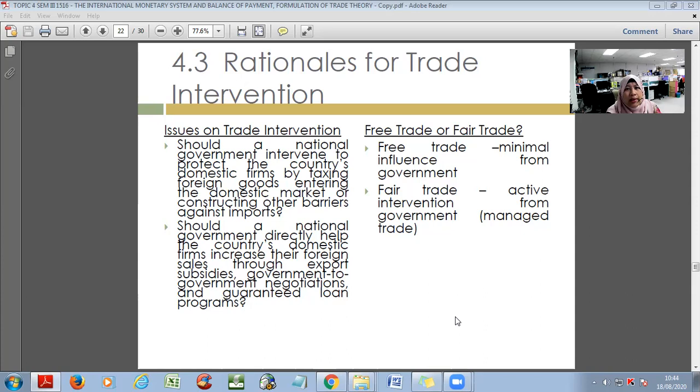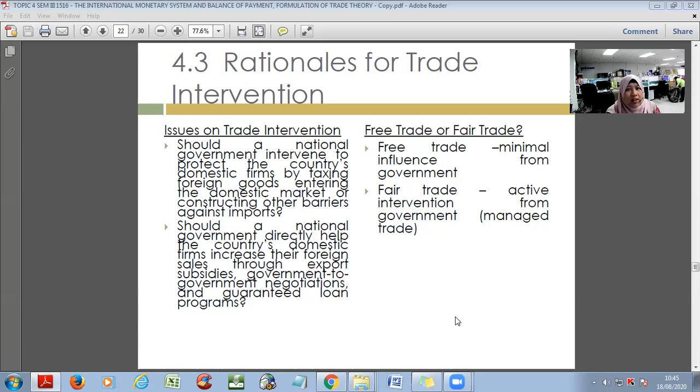I like to give this example in class. Let's say free trade, I give the example of AirAsia, a Malaysian airline service that competes with Malaysia Airlines System. AirAsia is a private company and has very minimal influence from the government due to privatization. So mostly I give an example like this.